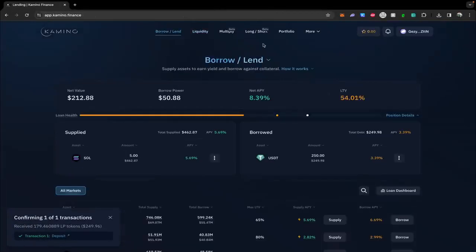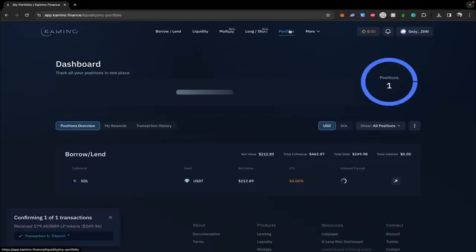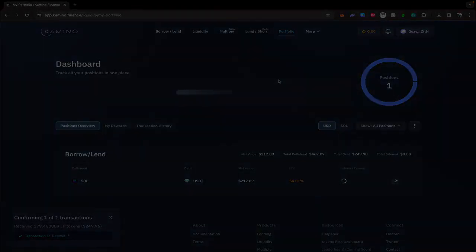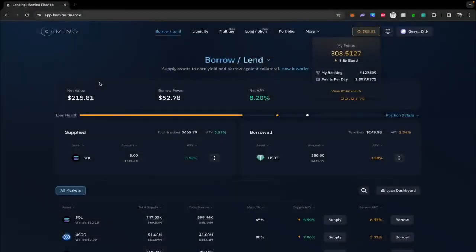Now you may need to wait a little while before your points show up. They won't be displayed immediately as they are tracked on chain and they can take some time to accurately reflect, but rest assured you're already accruing points and achieving the max boost with this strategy. For those just here for the strategy, you can end the video now. If you're interested in why this strategy results in the max boost and understanding a little bit more about the point system, then stay with me.